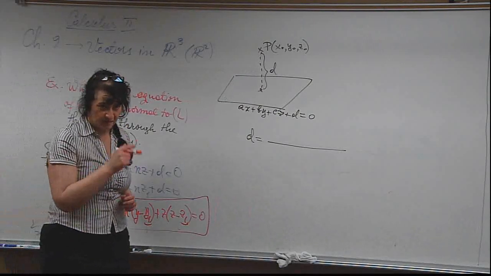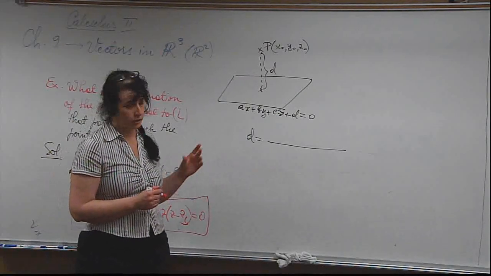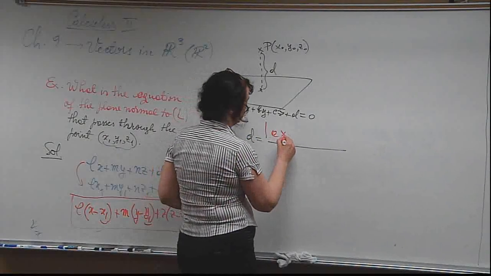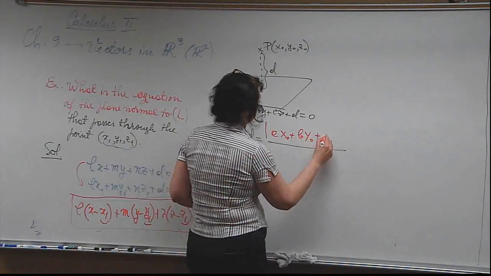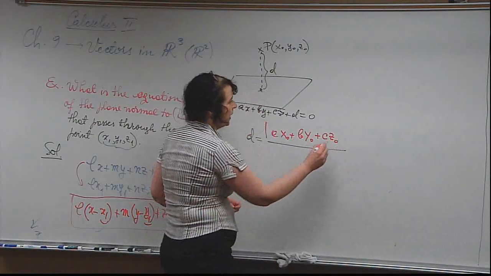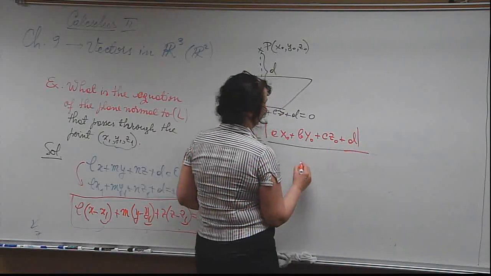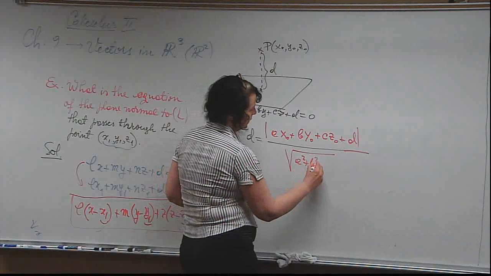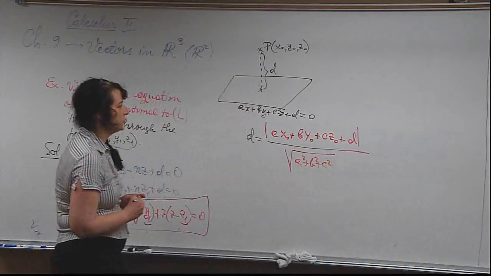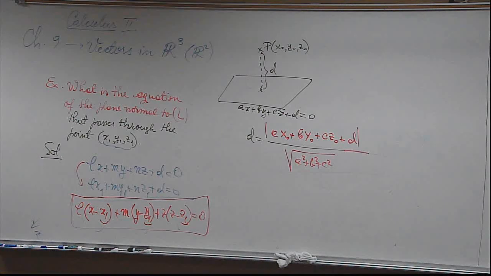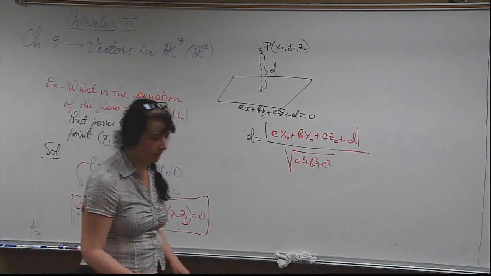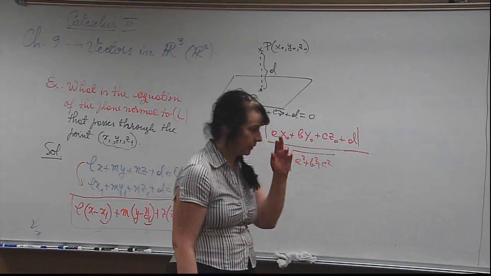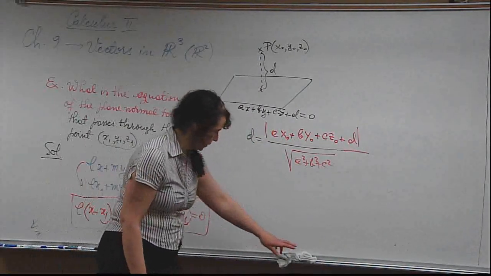What is the absolute value, because it's a distance, of what? Ax0 plus By0 plus Cz0 plus D, okay, good, over the square root of A squared plus B squared plus C squared. Right? So it's a generalization of the formula in the plane. If you have a point and a line that doesn't contain the point, you have a similar type of formula.